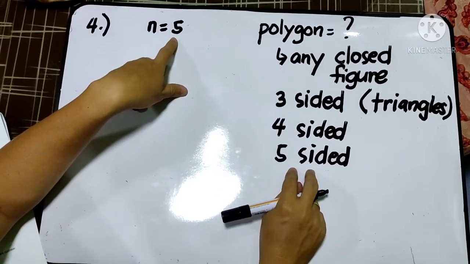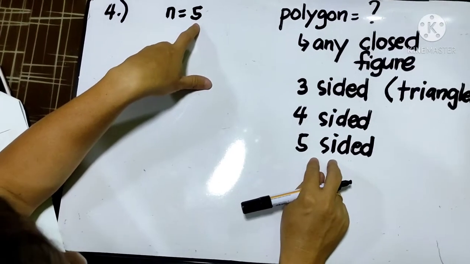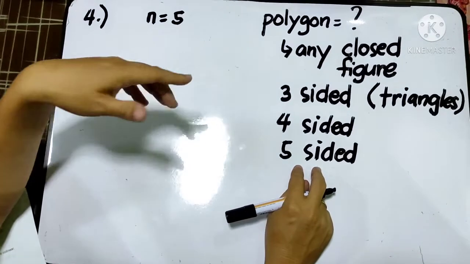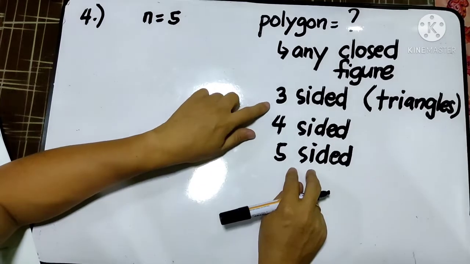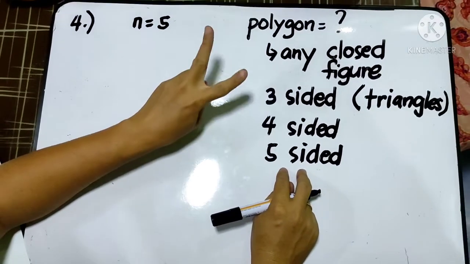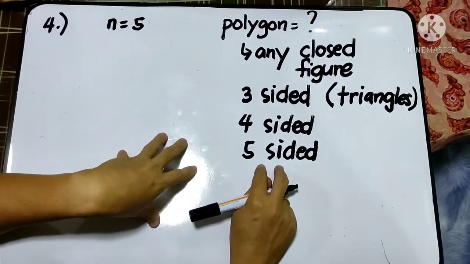Because you are given 5 distinct points. So if this is 7, the highest is also 7. If this is 8, so you'll have 8-sided also. And then what is the least number of sides in a polygon? That is 3-sided polygons or the triangles, because if you will have 2, that is not anymore a polygon.